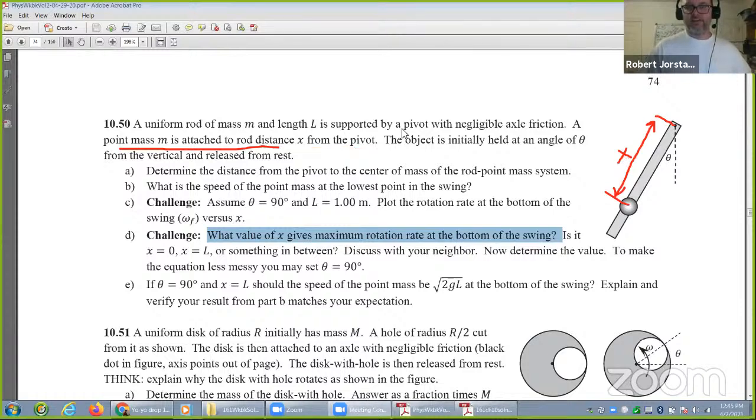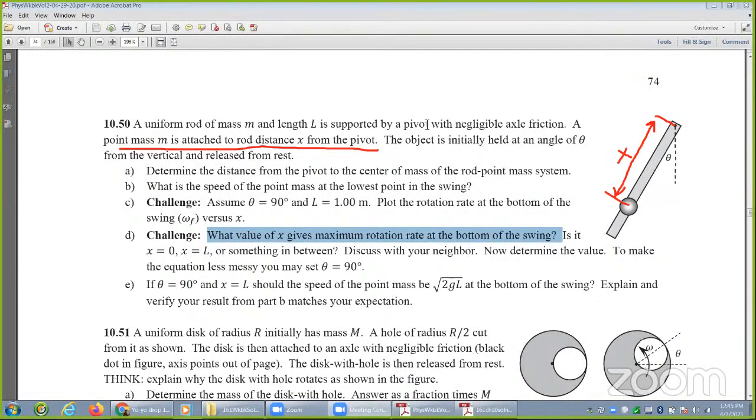My question is, which value of X do you think is going to give the maximum rotation rate? Do you think X should equal L, should it equal 0, or should it be something in between? Obviously, you can't really discuss with your neighbor. Well, you could try in the chat. Which value do you think is going to give you the largest rotation rate at the bottom?